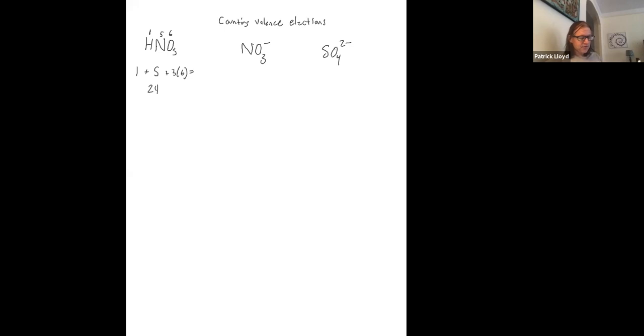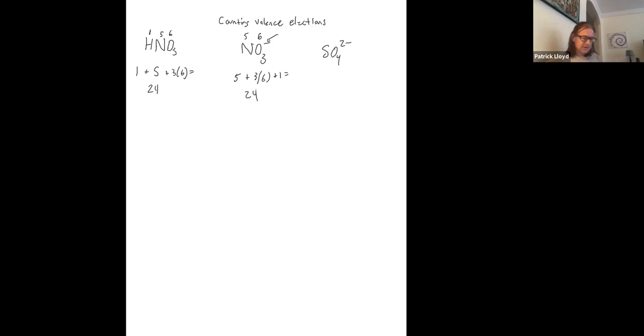Okay, so group 5A, it has 5. Group 6A, it has 6. So you have 5 plus 3 times 6. But notice this negative, that's an extra electron, so you add 1 more. So notice that the nitrate ion, NO3 minus, actually has the same number of valence electrons as HNO3 does.